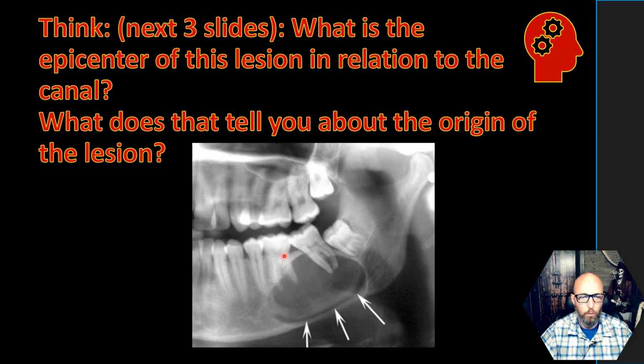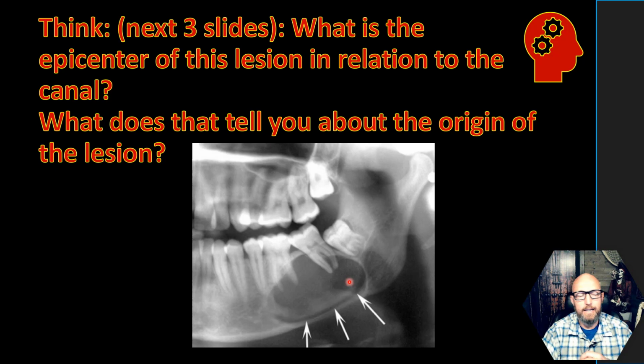Look at this lesion. What do you think is the epicenter in relation to the inferior alveolar canal? Can you find the canal? Do you see the canal? These big arrows may help. That's the canal right there. And what's happening with the canal? Is this a normal canal position in the absence of pathology? No, I've never seen a canal that far down against the mandibular body inferior cortex. So this lesion is pushing the canal inferiorly.